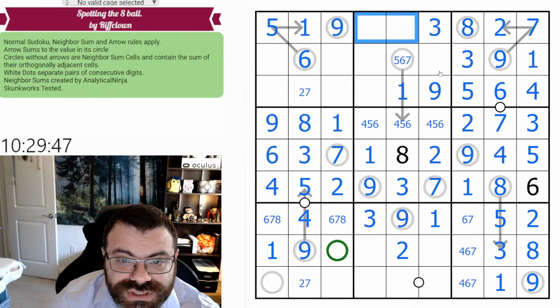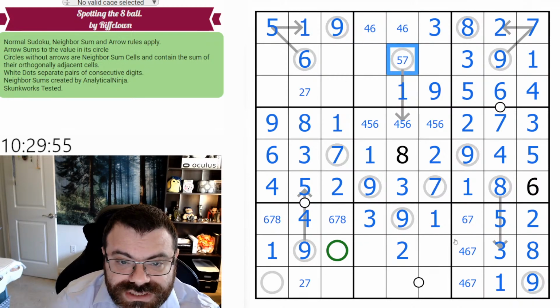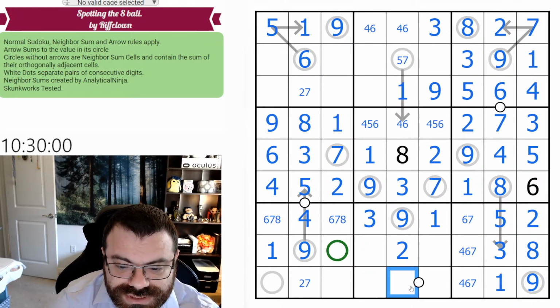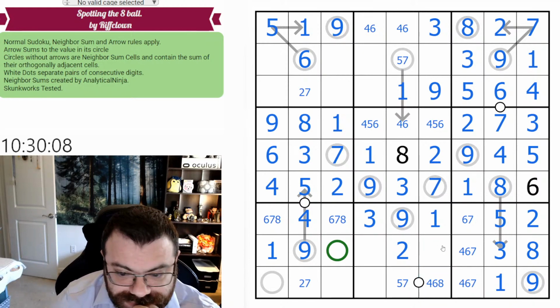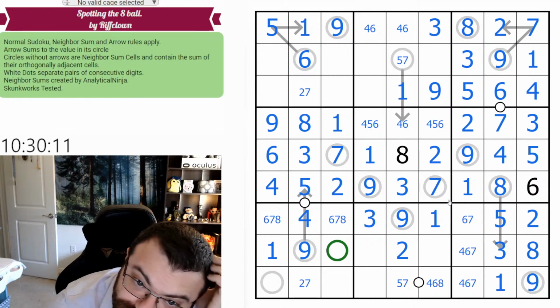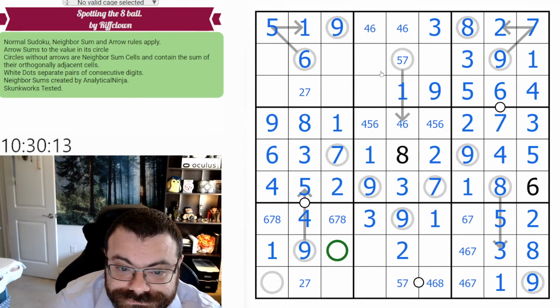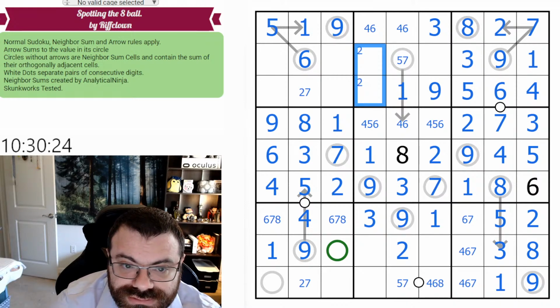This is a pair, so we need a 4 and a 6. So that's not 6, which means that's not 5. 4, 6 pair means this is 5 or 7. So 5 could go to 4 or 6, 7 could go to 6 or 8. 2 in the boxes here.